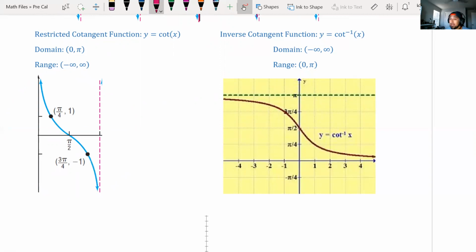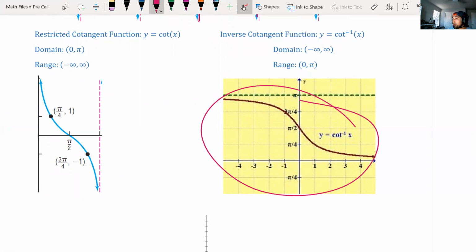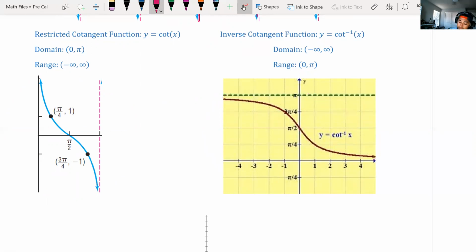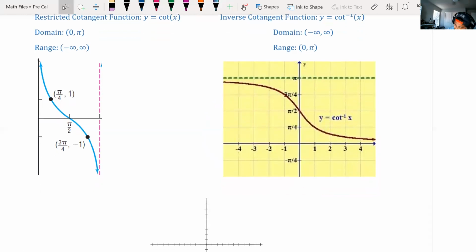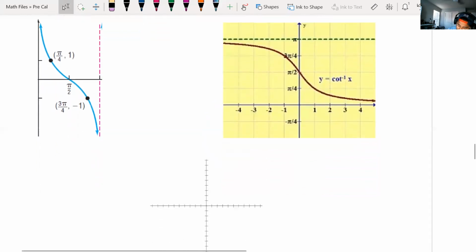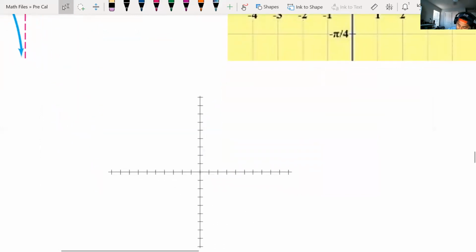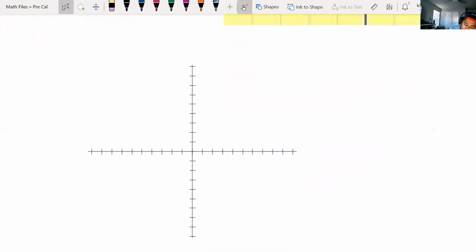Therefore, it has an inverse, and your domain and range switch places. The range is from 0 to pi and the domain is all real numbers. Here is what the graph of your inverse cotangent function looks like. And once again, let's show where it lives. It lives from 0 to pi, just like what other function? Secant and cosine. Cosine. But we can't exist at 0 and pi.